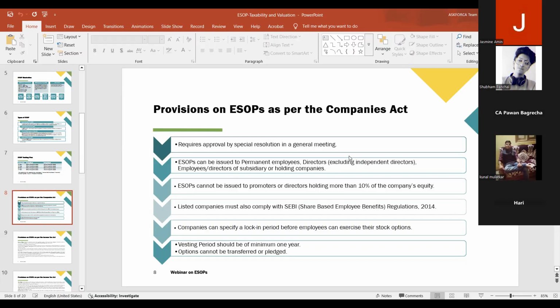An option cannot be transferred or pledged. If any employee gets the option, he cannot transfer it to anyone. He has to exercise it, or otherwise it will lapse. He cannot transfer it to anyone.